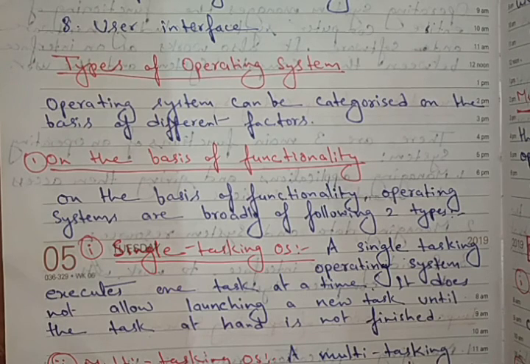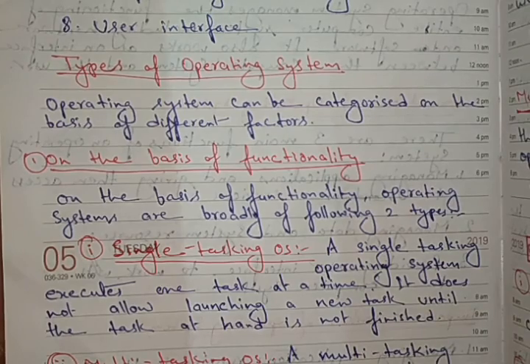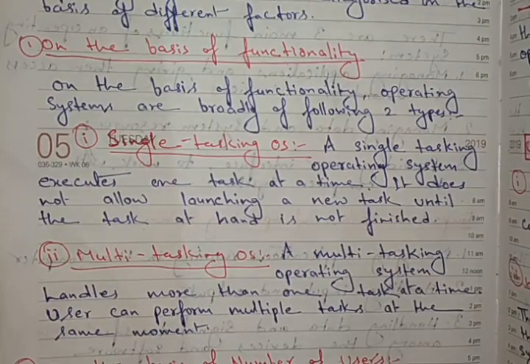An instance of such a functionality is if you have given a print command in DOS, then until the printing is over, you will have to wait to issue the next command to do another task. Next, the multitasking operating system handles more than one task at a time. The user can perform multiple tasks simultaneously. All modern operating systems are multitasking.